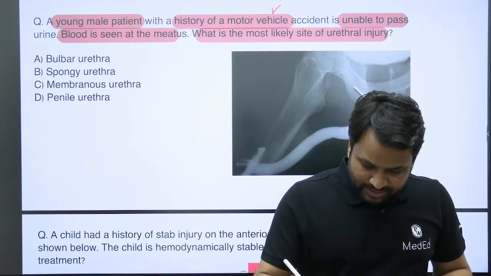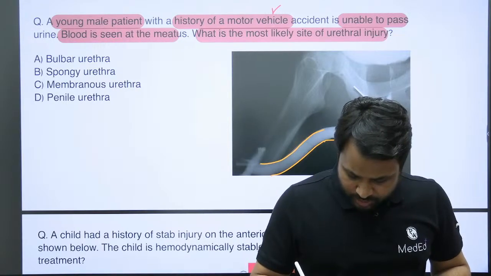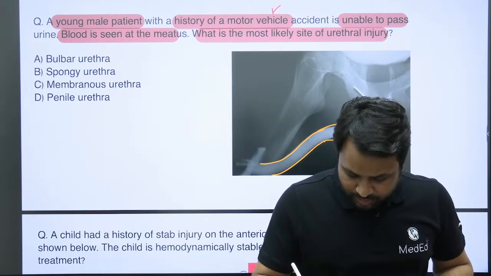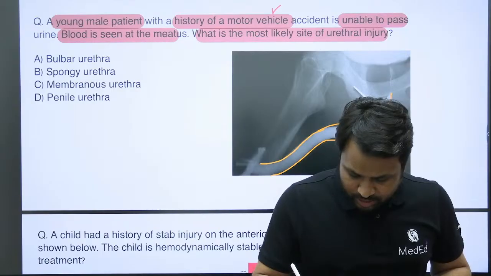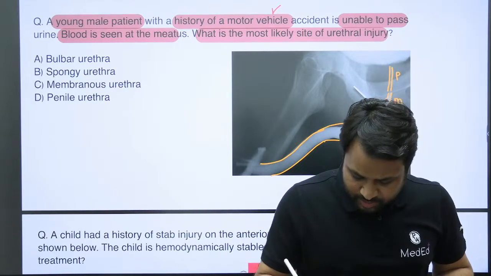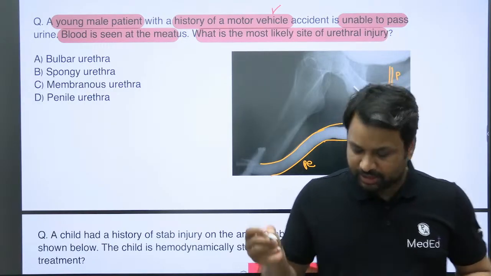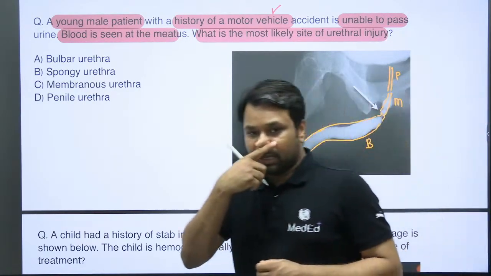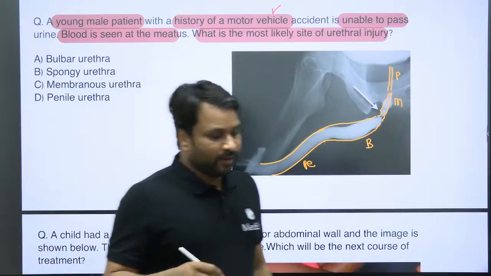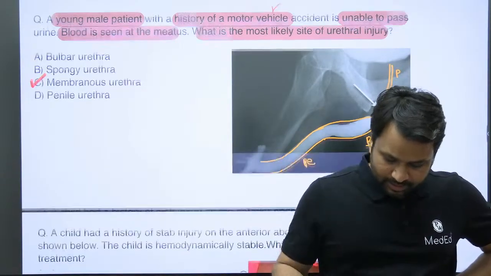So, if I say this happens to be your penile urethra, from here, this is going to be your bulbar urethra. From bulbar urethra, this is going to be your membranous. This is going to be prostatic. This is prostatic, this is membranous, this is bulbar, this is penile urethra. You can see here the contrast is at the level of the membranous urethra, right? So answer here is going to be C for Calcutta.